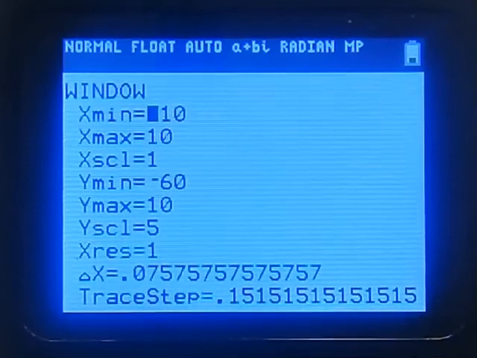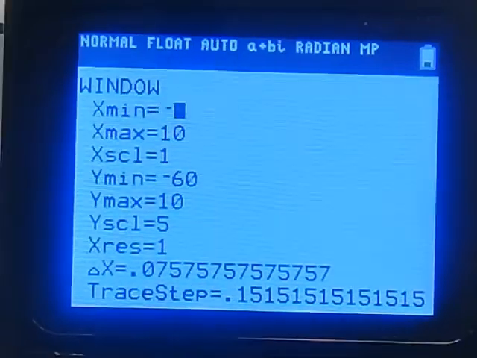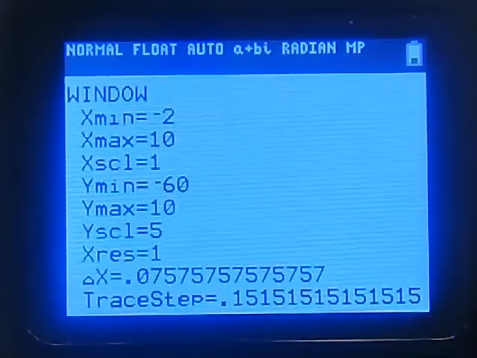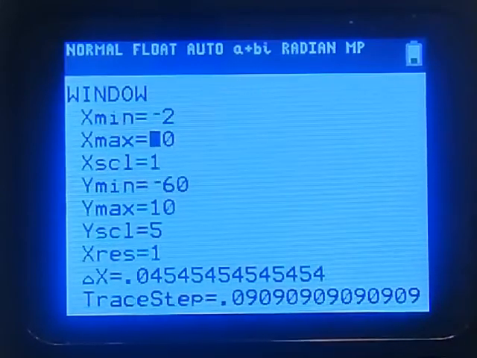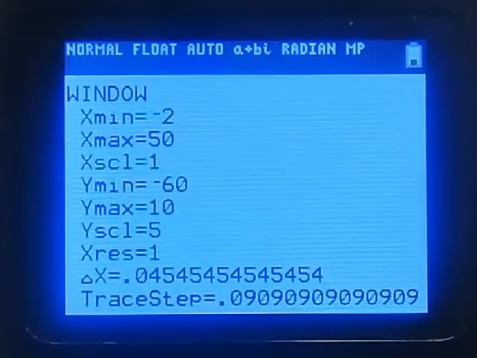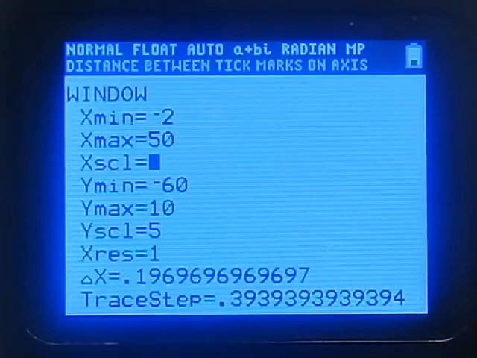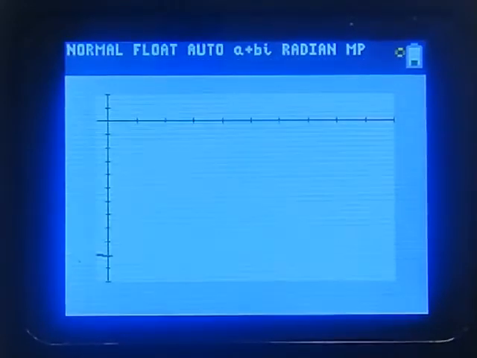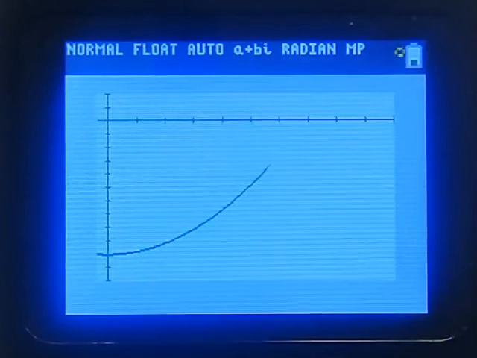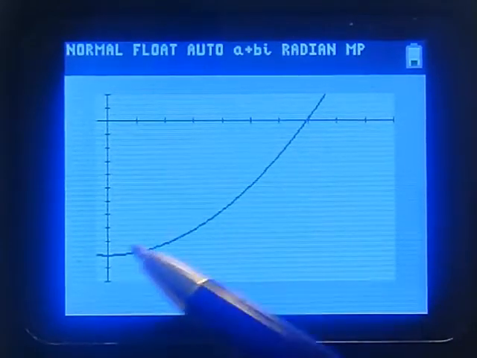I want my x minimum to be something not so far to the left. Let's put -2 in there. And I want my x maximum to go farther to the right. Let's put 50 in there. And since I'm making a scale going up to 50, I think I'll make my x scale go by 5s. Okay, and let's graph that. All right, yeah, there it is. In fact, that makes pretty good sense here.